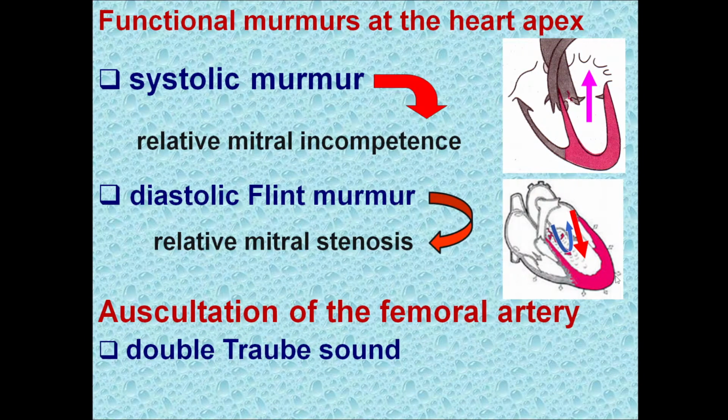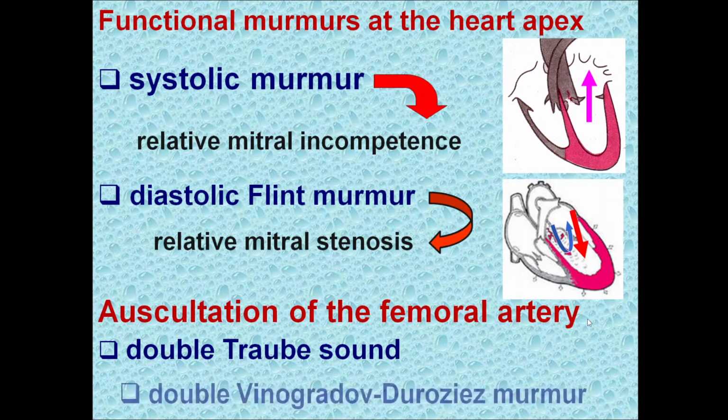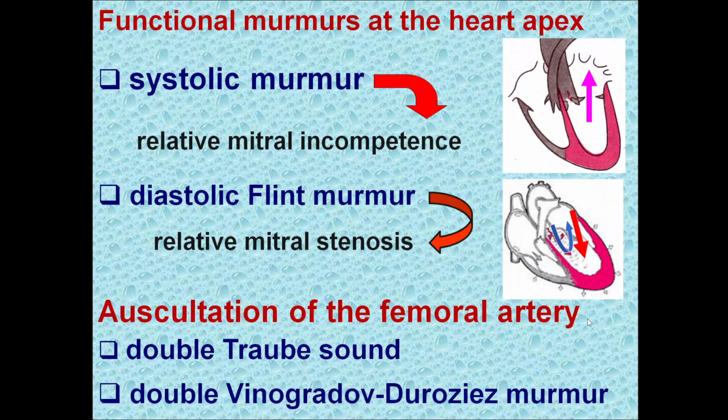We'll reveal specific symptoms during auscultation of the femoral artery. And on the exam there will be a separate question about auscultation of the femoral artery. You must start from the information that the femoral artery is auscultated only in a patient with aortic regurgitation, to reveal the double Traube sound and the double Vinogradov-Duroziez murmur.